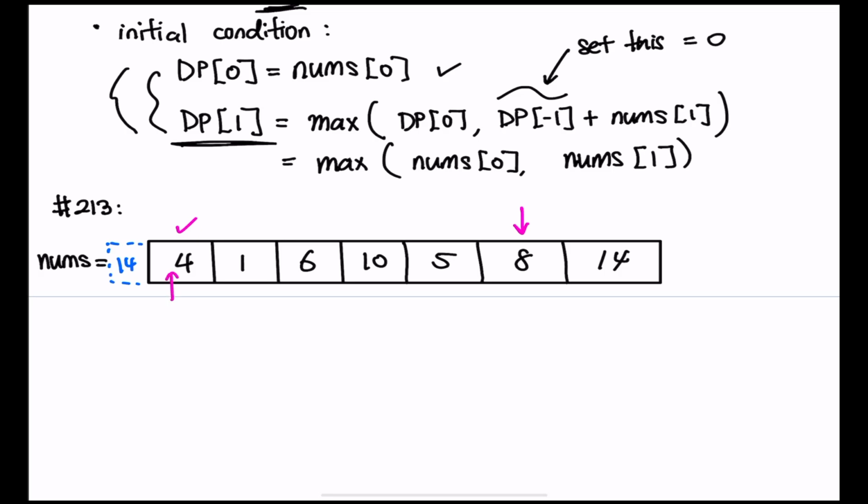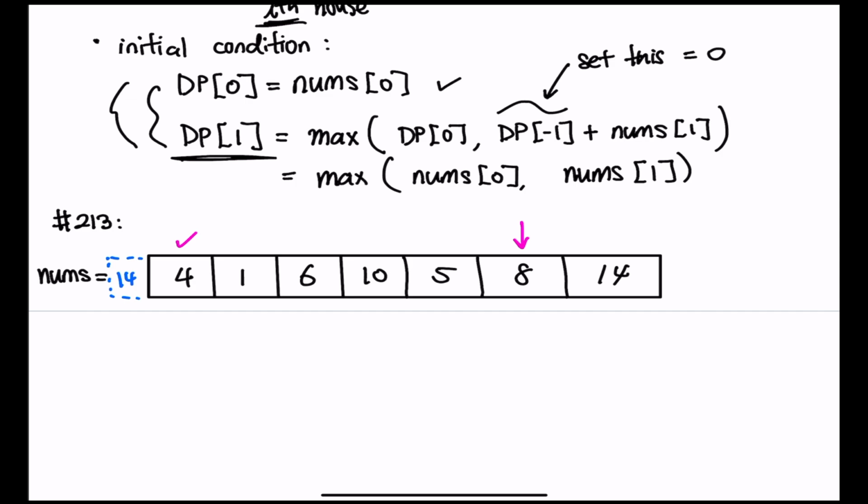So this guy's adjacent house will be this one and 14. Because of that, the maximum you can go from here is this guy. So let me use this one. So starting from here, this is how much we can go.